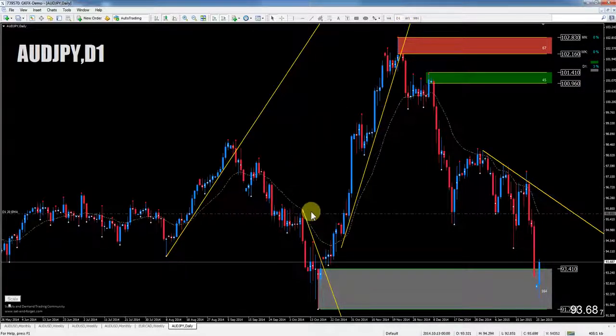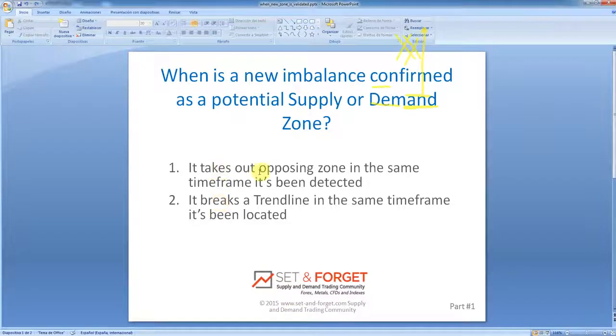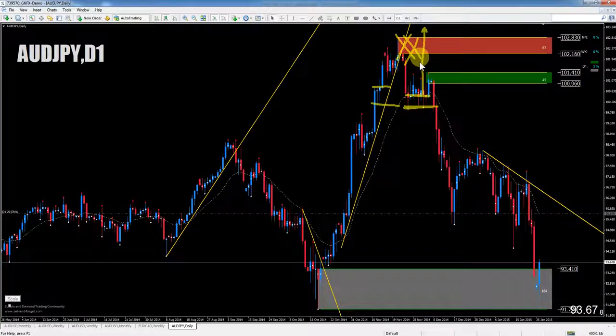Then we've got that if we've got this area of supply valid, if there is an imbalance that breaks this area over here, then whatever happens, if this area of potential demand would have done like that, then this would be considered demand because it broke this area of supply. Valid supply because it broke the trend line initially and then it also removed one area of demand. So this area is valid because of these two reasons. It took out an opposing area and also it broke a trend line. Both options are valid on this one.